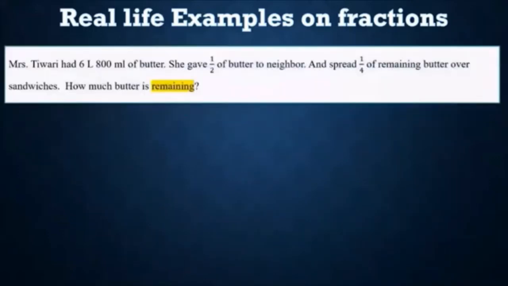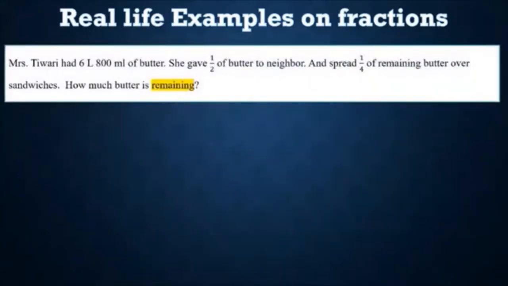This is our last real life example of fractions. The question is, Miss Tiwari had 6 liters 800 ml of butter. She gave 1 by 2 of her butter to her neighbor and spread 1 by 4 of the remaining butter over her sandwiches. How much butter is remaining? So how do we solve this? First we'll have to find 1 by 2 of 6 liters 800 ml, and then we'll have to find 1 by 4 of the remaining amount. And then the 3 by 4 which is remaining will be the answer.